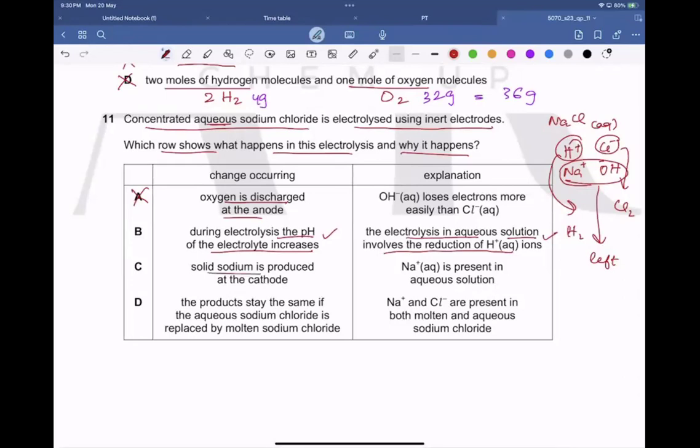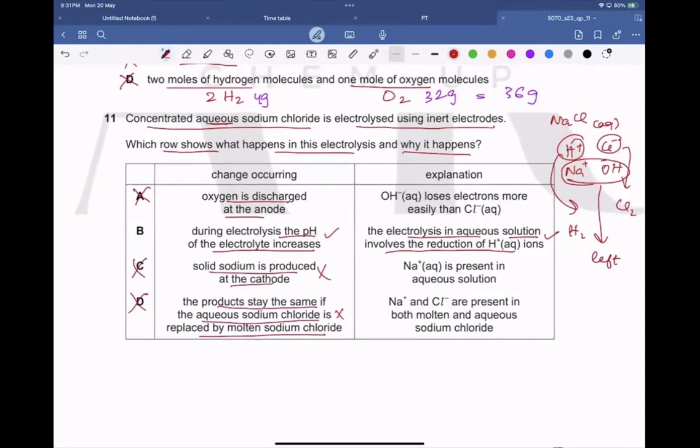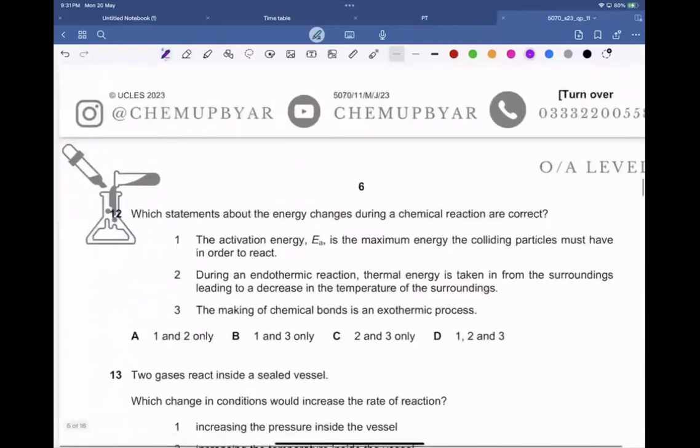Okay. So solid sodium is produced at the cathode, so we know that it's not. So C also goes wrong. The product stays the same if the aqueous sodium chloride is replaced by molten sodium chloride. It's wrong because when there is molten sodium chloride, we get sodium metal at the cathode, not hydrogen gas. But right now we are getting hydrogen gas. So B is the correct answer. Is this understandable? Okay.